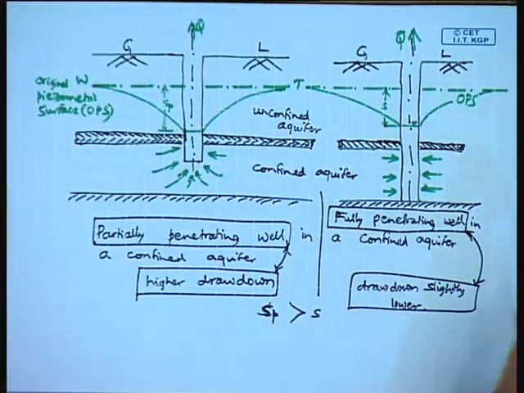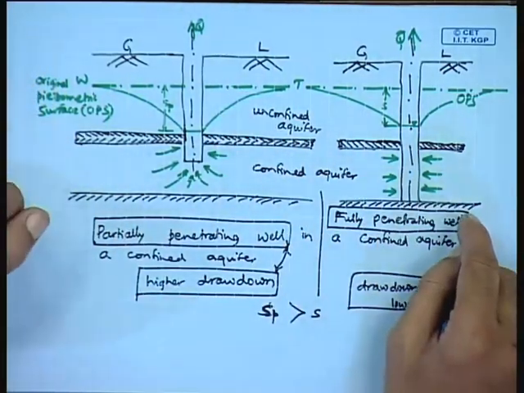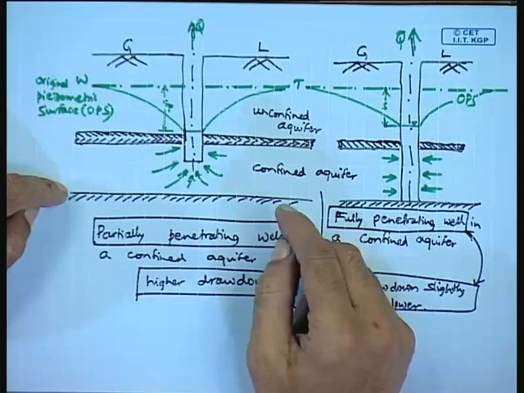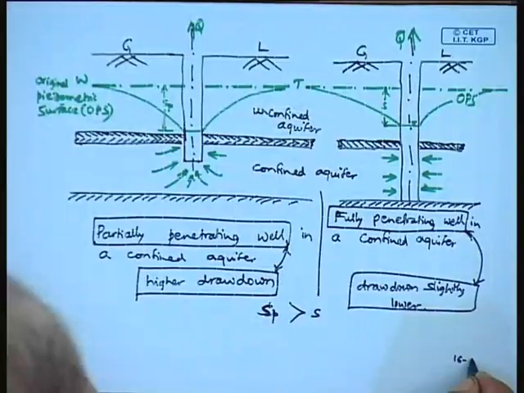And here, the area of the circle of influence may be more or less the same, but the only thing is that in the case of a partially penetrating well, the drawdown will be more, for the simple reason that the area which is drawing water is more, because this area is not only the cylindrical curved surface, but also the bottom surface of the well, which in most cases is horizontal. So since the area is more, obviously the amount of water extracted is also more, and therefore the drawdown in the case of a partially penetrating well is more.